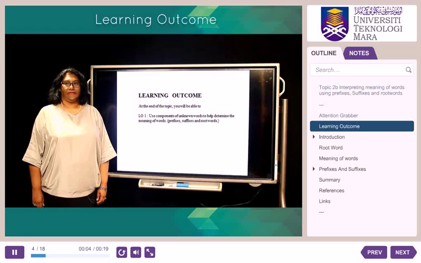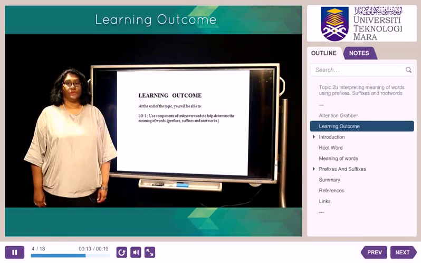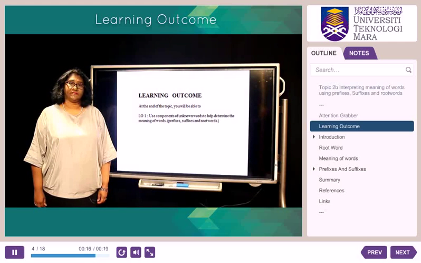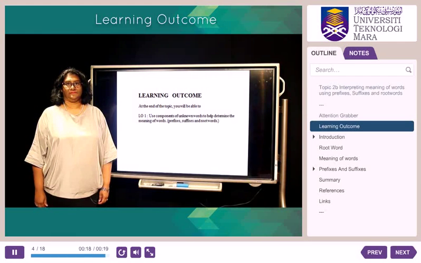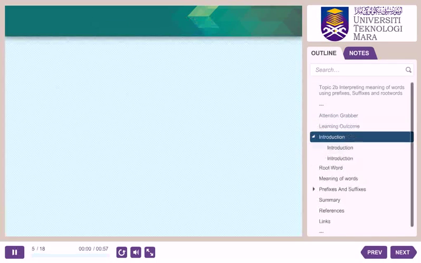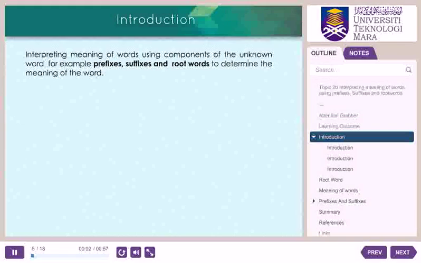Learning outcomes. At the end of the topic, you will be able to use components of unknown words to help determine the meaning of words, prefixes, suffixes, and root words. Introduction. This topic is about interpreting meaning of words using components of the unknown word, for example, prefixes, suffixes, and root words to determine the meaning of the word.